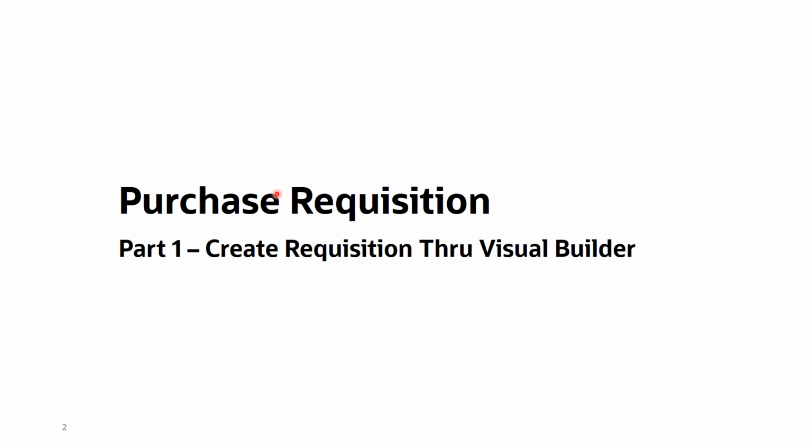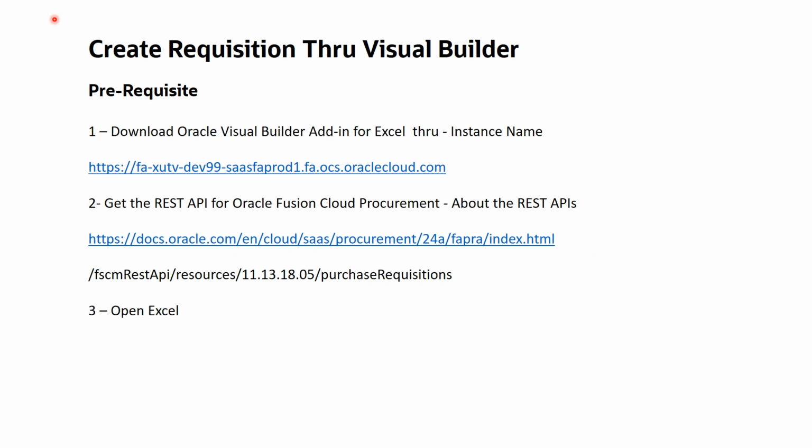So there are multiple steps which we need to perform initially. We call it prereq. The first one is the Visual Builder download. You can download from your instance. I will show you how you can download. And the second, you need to find the appropriate REST API, and then finally you need to open your Excel sheet and you can perform the transaction or upload the requisition.